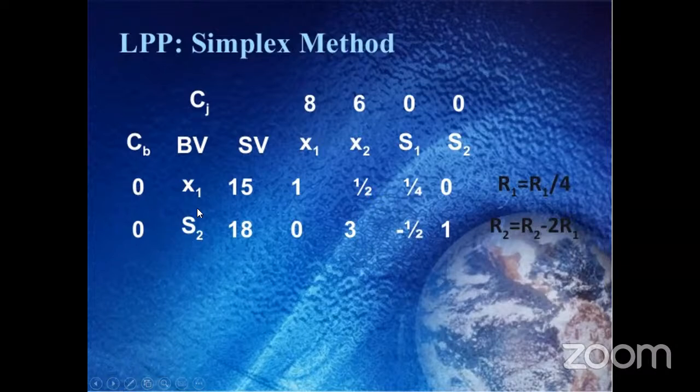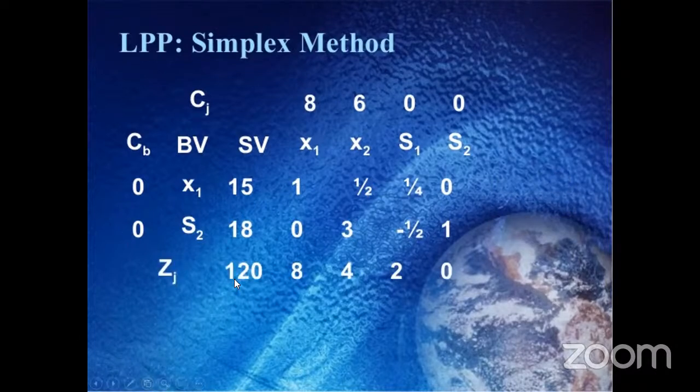Now again, after getting these new values, we need to find out Zj. How do you get the Zj values? You get the Zj values by multiplying the coefficients of the basic variables with the total row. 8 into this row, 0 into this row. So 8 into 15 plus 0 into 18, 8 into 1 plus 0 into 0, 8 into 1 by 2 plus 0 into 3, like this. If you multiply, you'll be getting the Zj values.